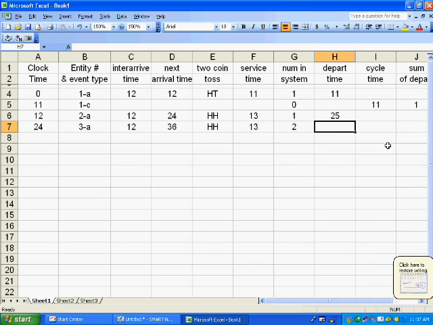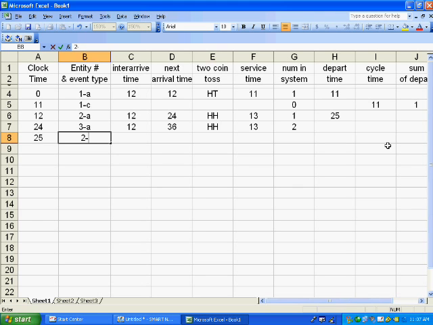So let me go back to this departure. So how do we move the clock time? Okay, 25. What entity is causing that? Entity number 2. And that's a service completion. So we don't have to worry about inter-arrival time. We don't do a coin toss, but our system does go down to 1.